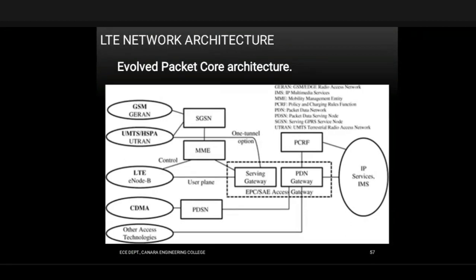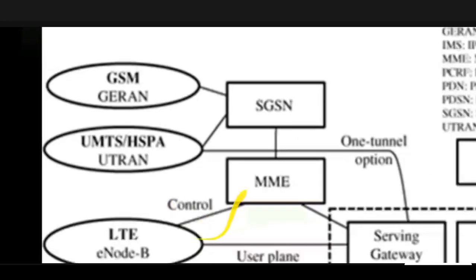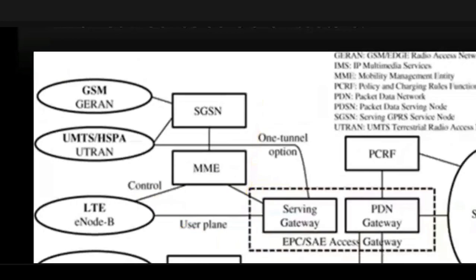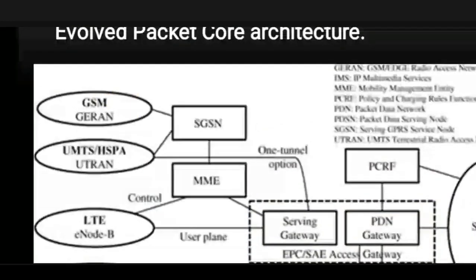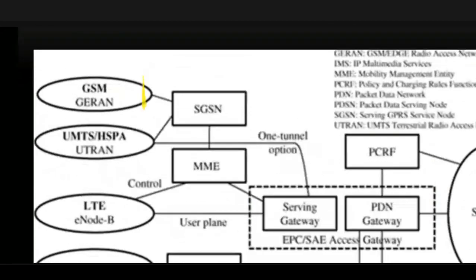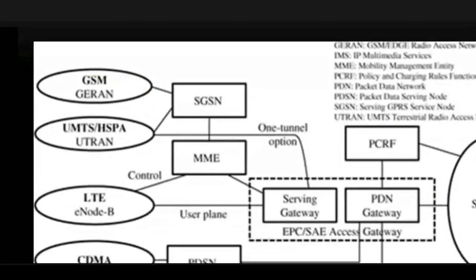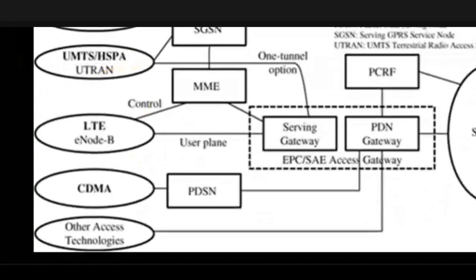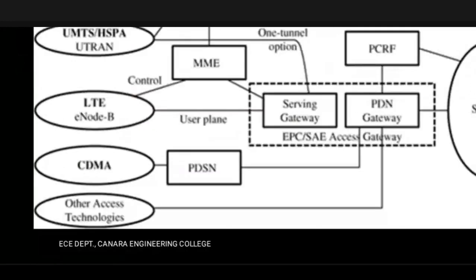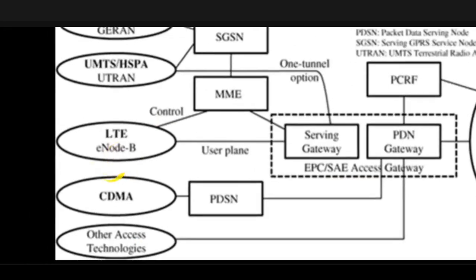So this is the EPC architecture, and this architecture is developed so that you can have backward compatibility with the existing 2G and 3G networks, and you can see it here. If I zoom in, GSM, GRAN, UMTS: GSM GRAN is the 2G network, and UMTS, HSPA is the 3G network. LTE is basically 4G, as you know, and other access technologies, WiMAX and all, and CDMA is another version of 2G.